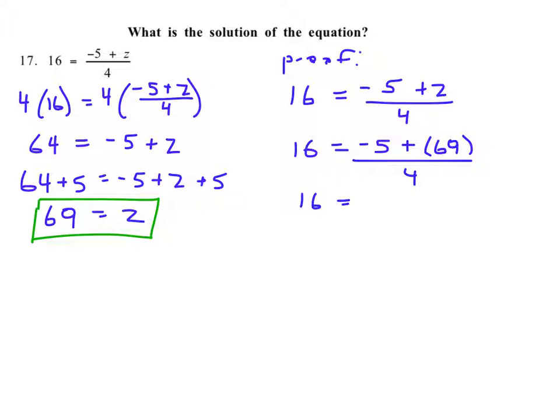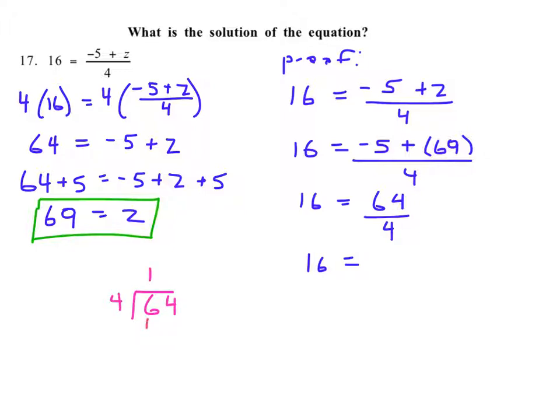16 equals -5 plus 69 is 64 over 4, and you should do this math if you're not sure that 4 goes into 64 16 times. In fact, I'll do it down here on the bottom real quick. Write it down to check it, because you should always be checking. Don't assume, well, we want this to equal 16, so I'm just going to write it. Well, does it though? That's the key.